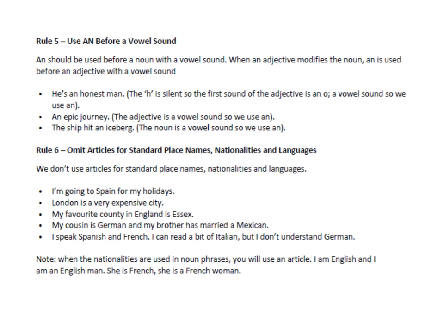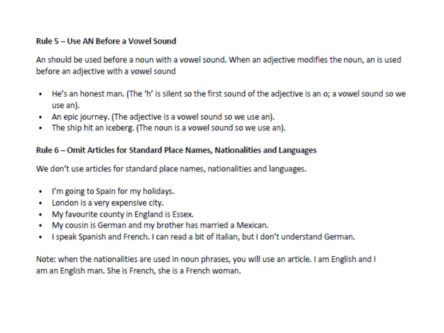Next, fifth rule. Use an before a vowel sound, and it should be used before a noun with a vowel sound. When an adjective modifies the noun, an is used before an adjective with a vowel sound. He is an honest man. The H is silent, so the first sound of the adjective is an O, a vowel sound. Honest, honest, a vowel sound. So we use an in front of honest.